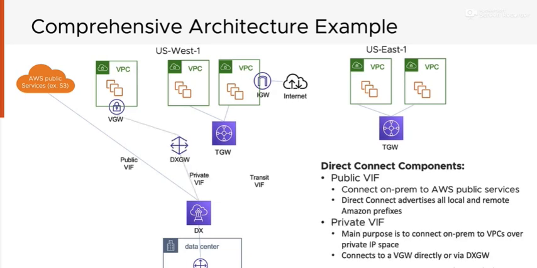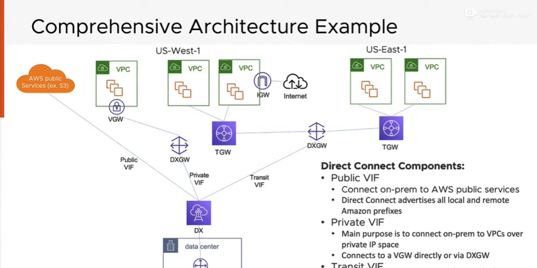There's a private VIF, and this can be connected to a Direct Connect gateway, which can then connect to a virtual gateway of a VPC in any region. There's also a transit VIF, which can be used to connect to a Direct Connect gateway, and it's a special type of VIF that can only attach to transit gateways.